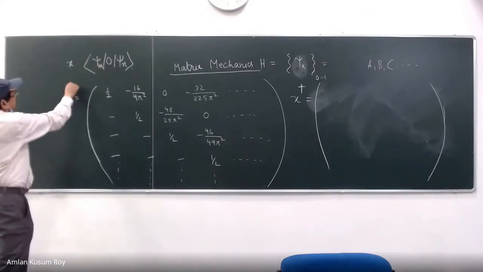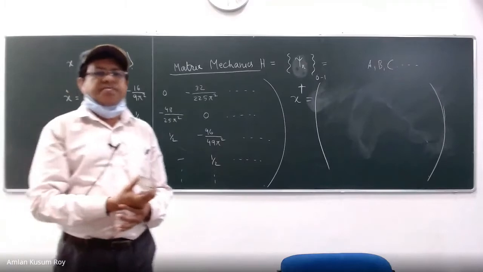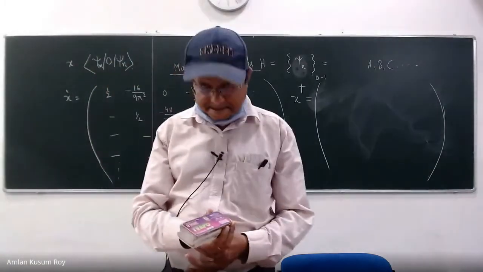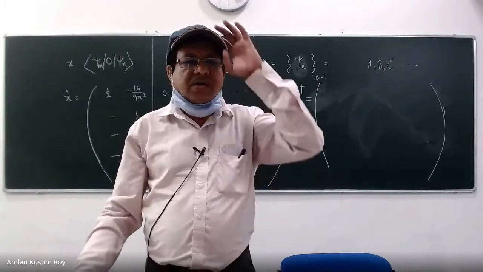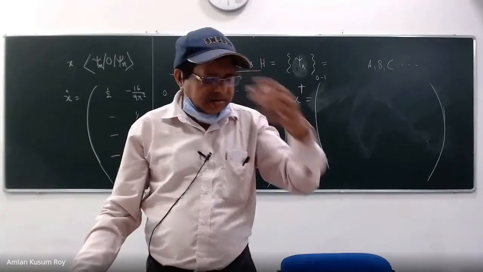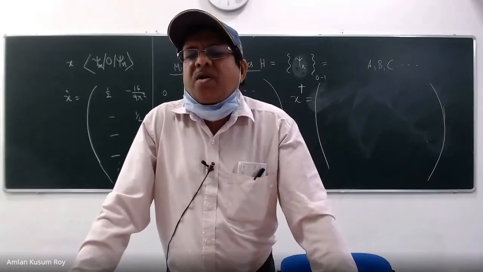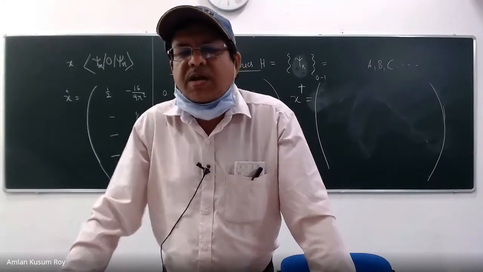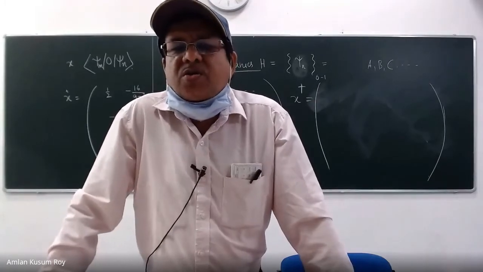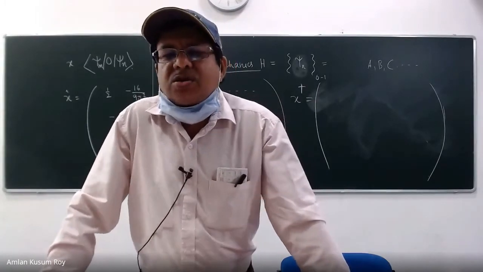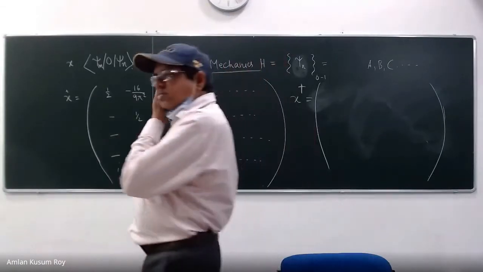Now X dagger operator means what? What is the meaning of X dagger operator? Who can say? You can write in the chat box if you wish. What is the meaning of X dagger? Rows become columns and columns become rows, so it is transpose. Complex conjugate transpose. That's nice. After three iterations, the answer becomes correct.